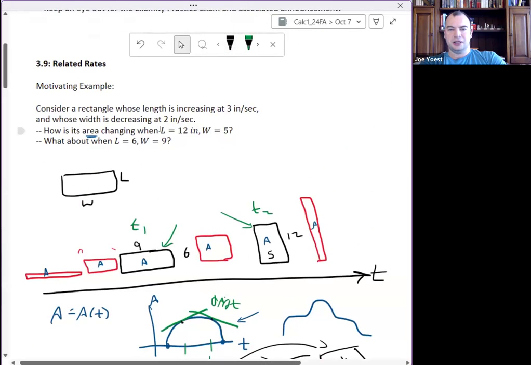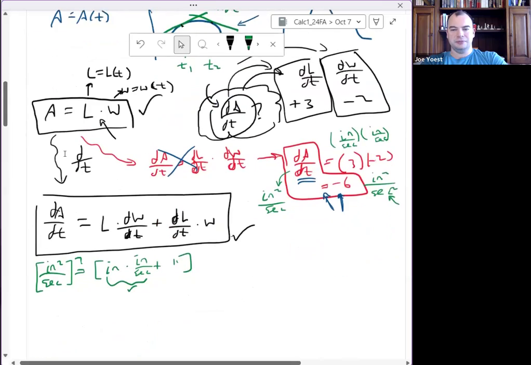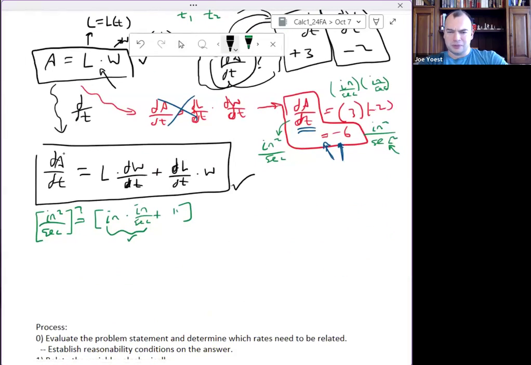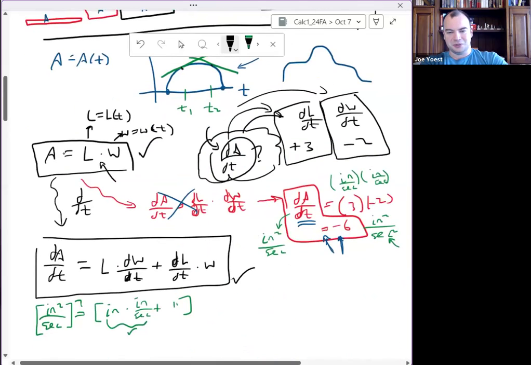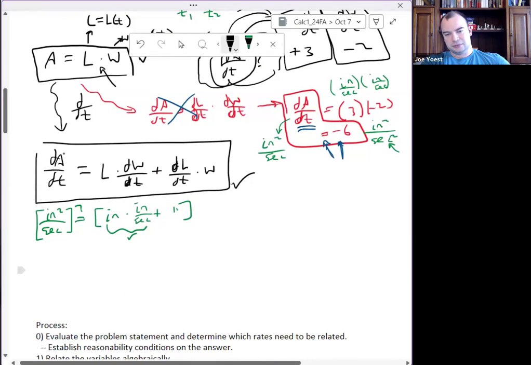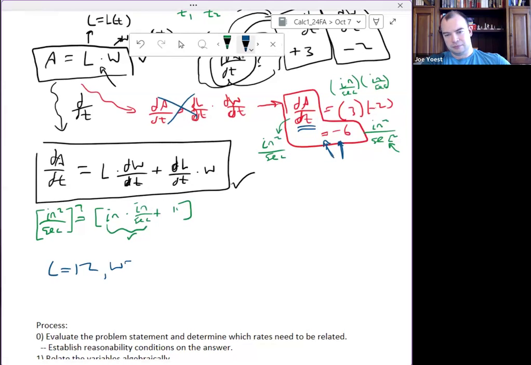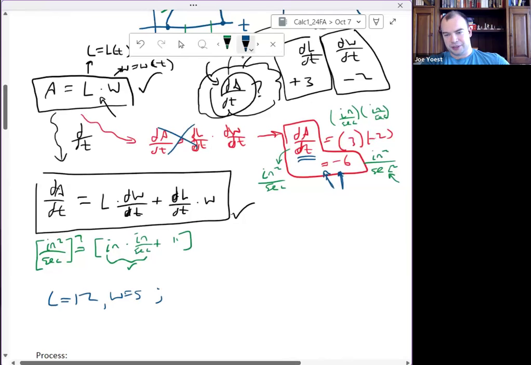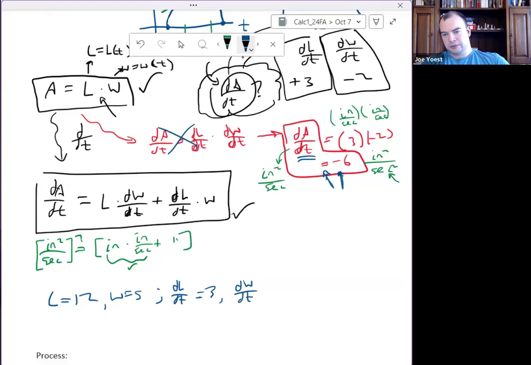My two questions: when length is 12 and width is 5, and when dL/dt is +3 and dW/dt is -2, what is the rate of change of the area? I said too many numbers all at once. L is 12, W is 5. Maybe I'll switch colors here. And dL/dt is +3. dW/dt is -2.